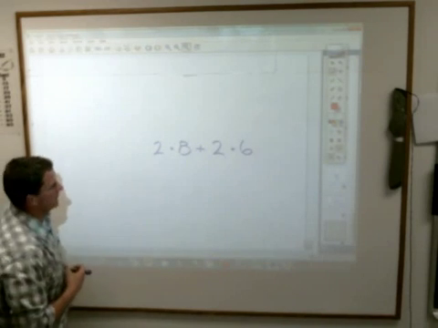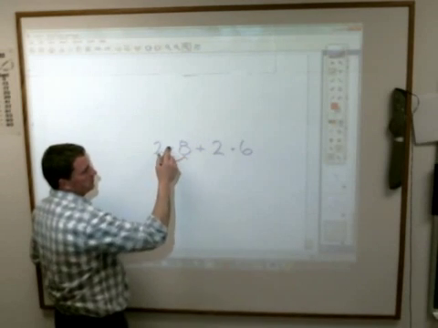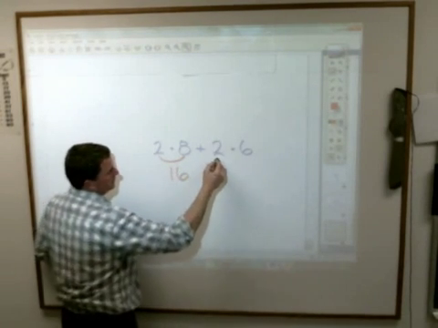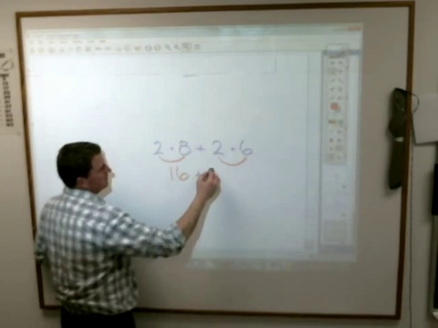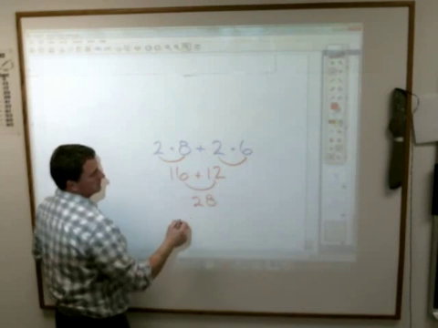28. Let's see. The first thing you do is multiplication where there's no parentheses, so you do this first. Then you multiply this second. And then the last thing you do is add those together, which should be 28.